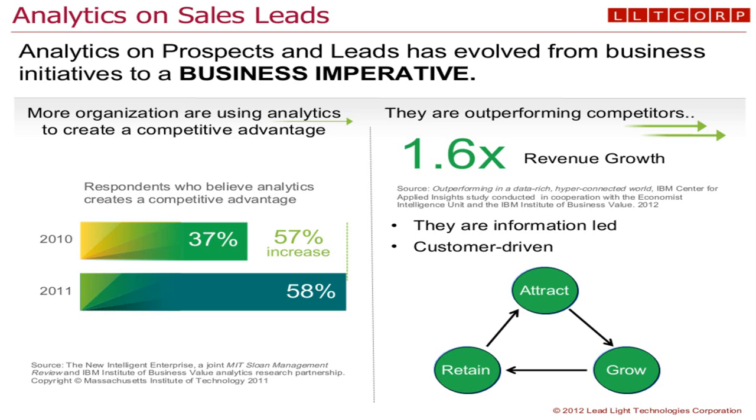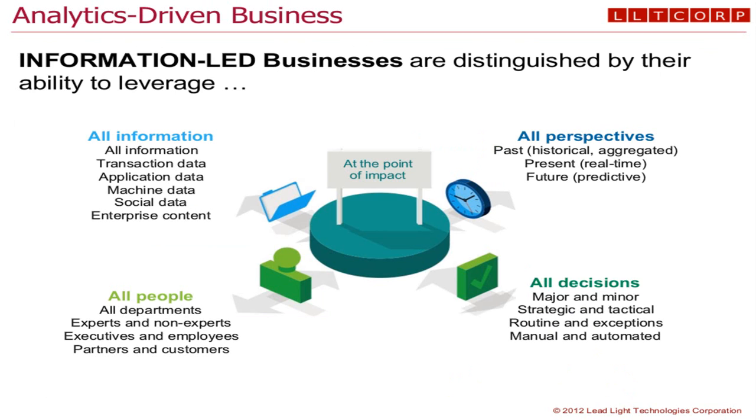You see there's three main ways of thinking about this, right? Growing your base, retaining your base, and attracting new customers. And LeadLight will show you how they can help you do all three of those things. Now, information-led businesses are distinguished by their ability to excel in four different areas. One is that they can get at all the different kinds of information that's available to them. The transaction stuff, that you probably have data of some sort from your sales transactions or what have you. But applications, machine information, you may have RFID information starting to come into your organization, social media, and also enterprise content as a whole.